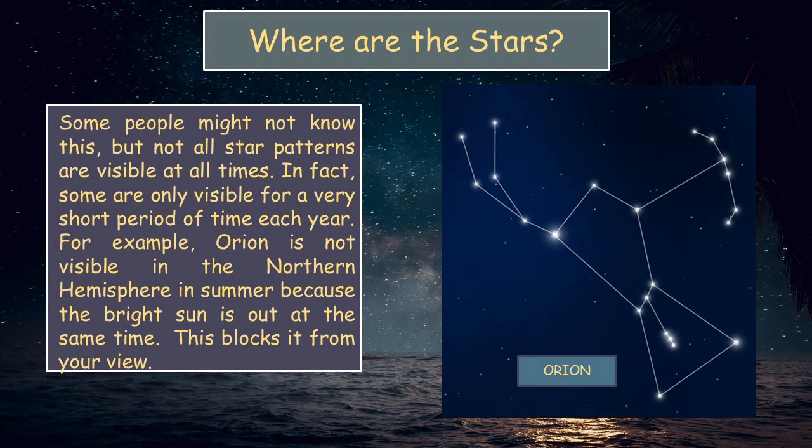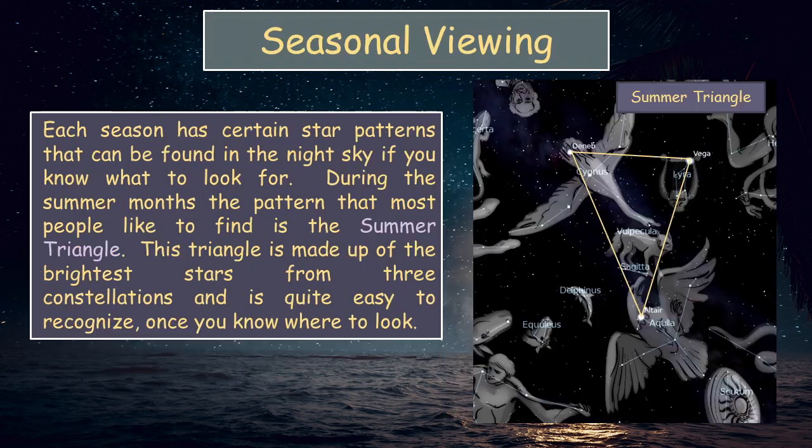Where are the stars? Some people might not know this, but not all star patterns are visible at all times. In fact, some are only visible for a very short period of time each year. For example, Orion is not visible in the northern hemisphere in summer because the bright sun is out at the same time. This blocks it from your view.